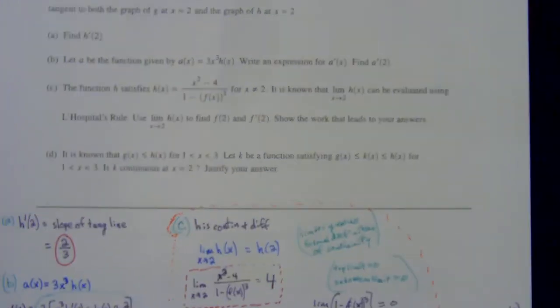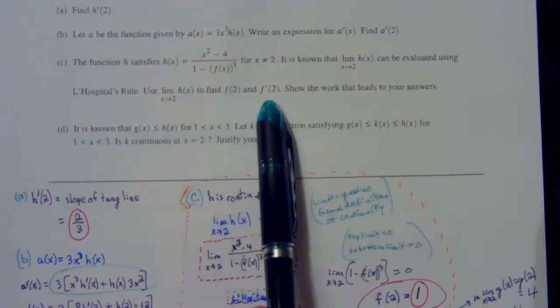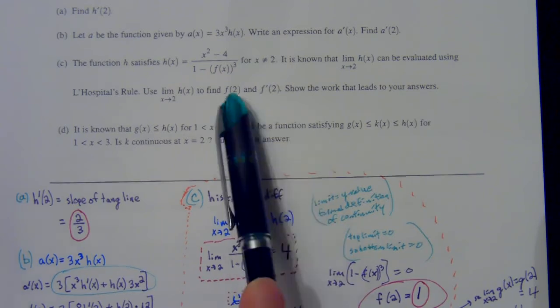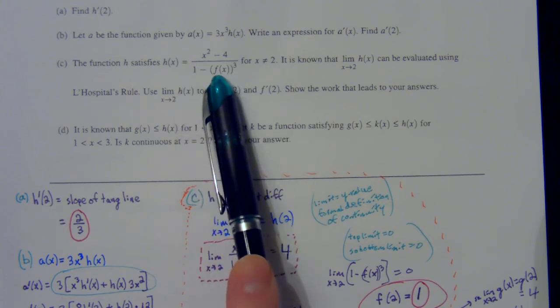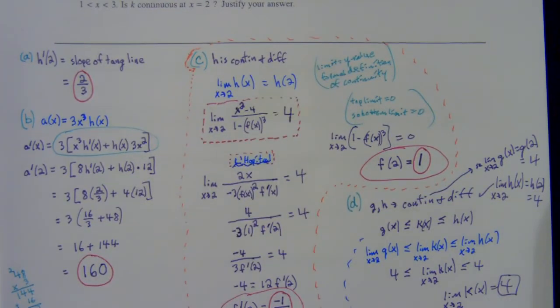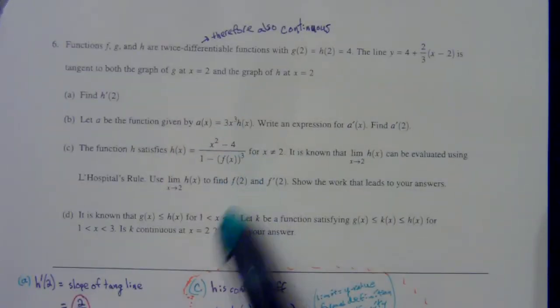But you have this limit problem, and it says use the limit to find f of 2 and f prime of 2, and then show the work that leads to your answers there. So this particular part, letter C, was worth 4 points. I'm going to highlight each of the 4 things that you need to have to get your 4 points. Now, when it says to find f of 2, that is what we talked about. That part has to be equal to 1 because then you have 1 minus 1, which is equal to 0. So if you could come up with f of 2 is equal to 1, that's going to be worth a point right there. And then if you're doing L'Hopital's rule, like doing the derivative of the top and doing the derivative of the bottom, you'll get another point.